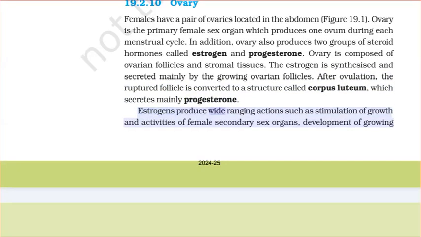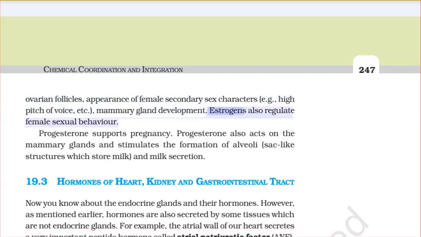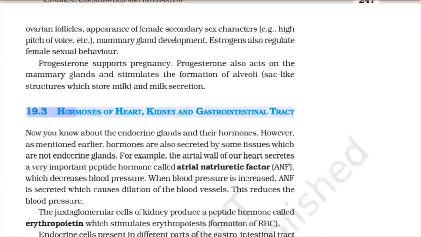Estrogens produce wide-ranging actions such as stimulation of growth and activities of female secondary sex organs, development of growing ovarian follicles, appearance of female secondary sex characters, for example, high pitch of voice, etc. Mammary gland development. Estrogens also regulate female sexual behavior. Progesterone supports pregnancy. Progesterone also acts on the mammary glands and stimulates the formation of alveoli, sac-like structures which store milk, and milk secretion. Hormones of heart, kidney, and gastrointestinal tract.